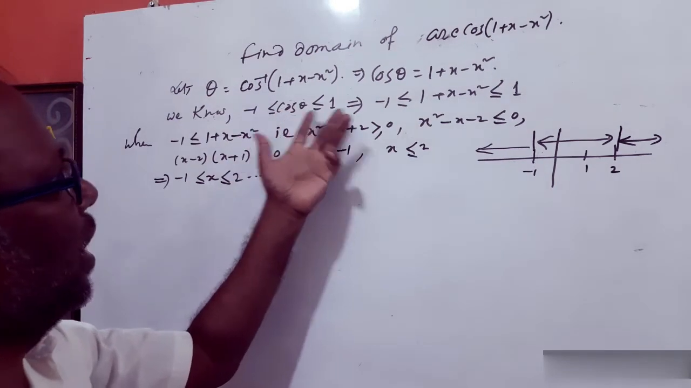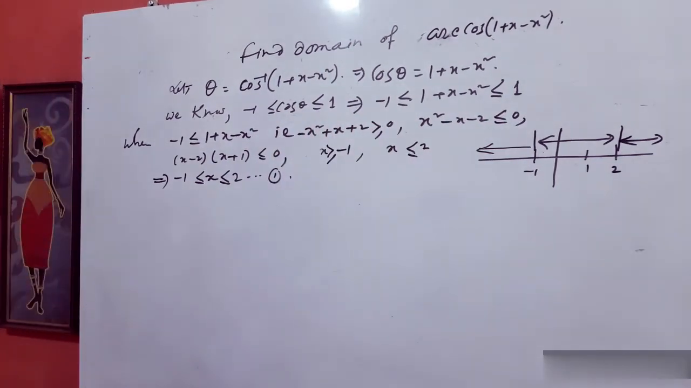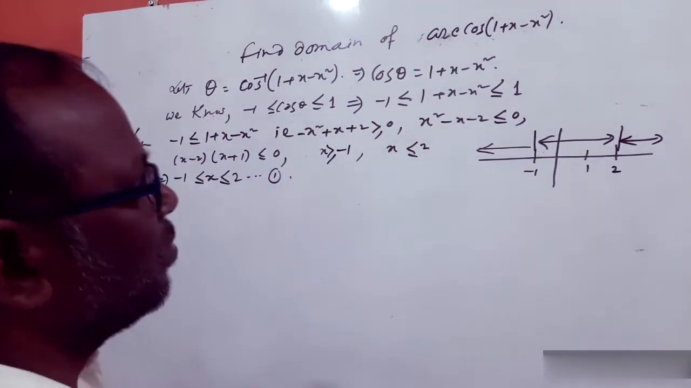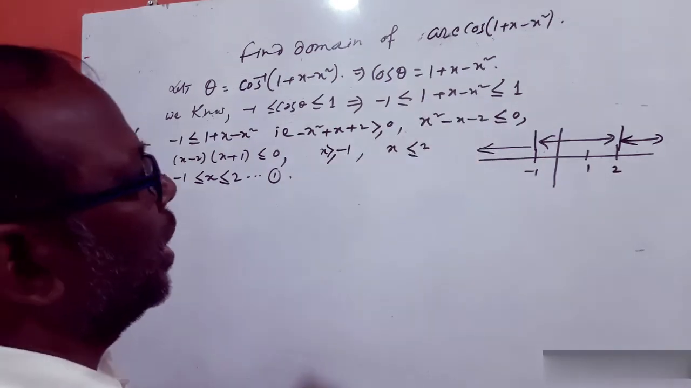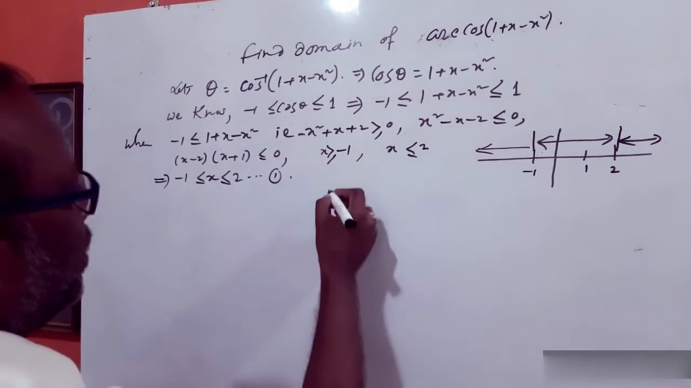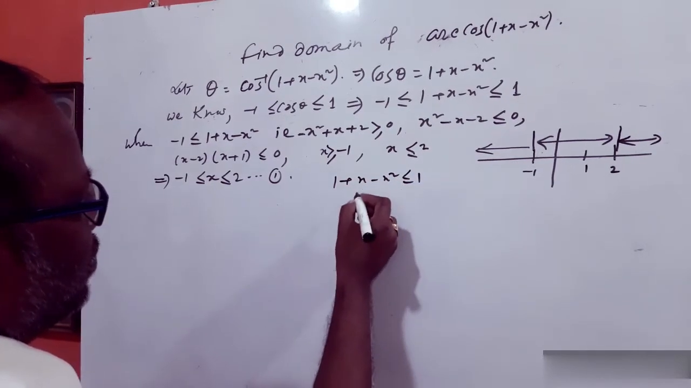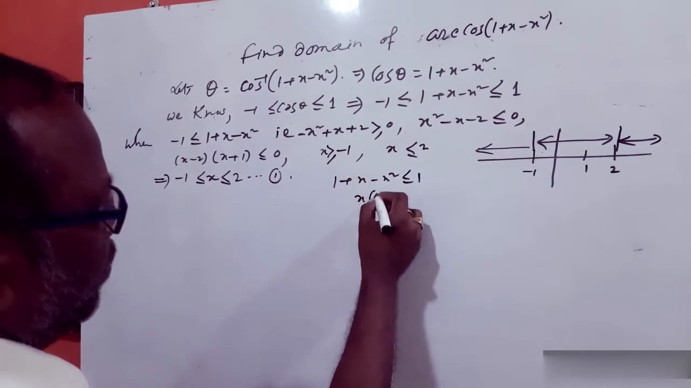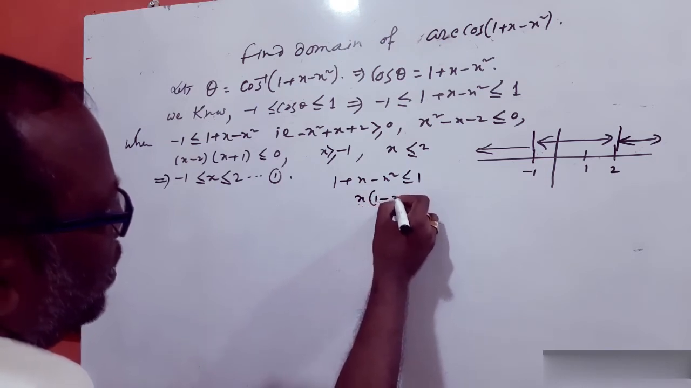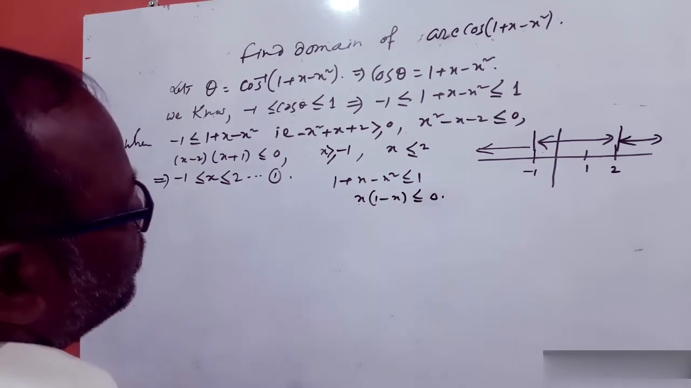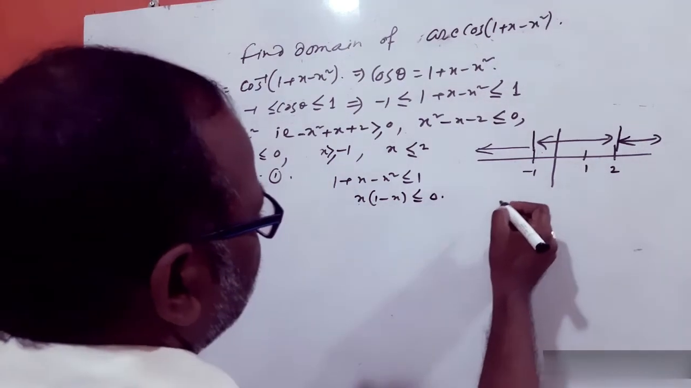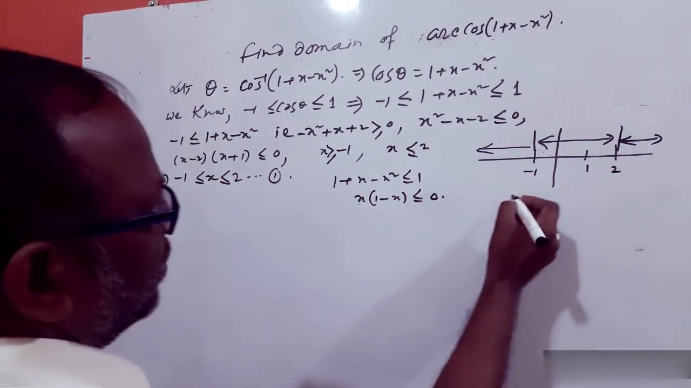After that we take 1 plus x minus x square less than 1. We have to find the common region of these two intervals. Now 1 cancels, so we take x common, and this gives x times (1 minus x) less than 0. Again we take 0.